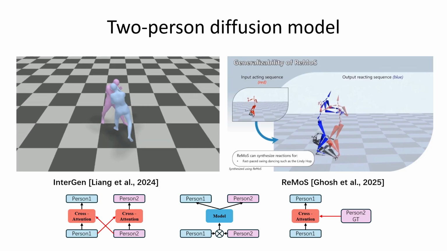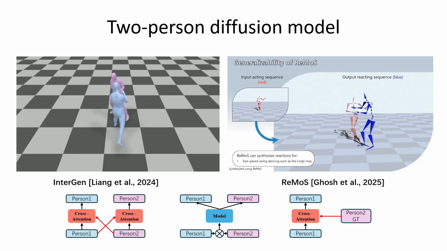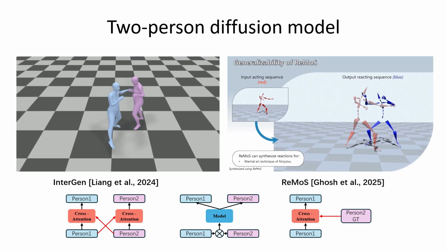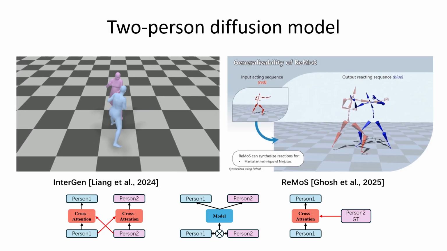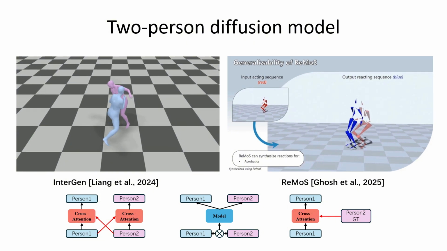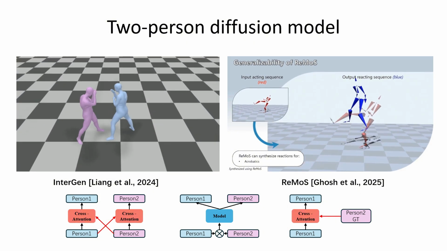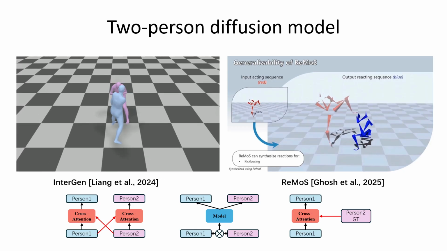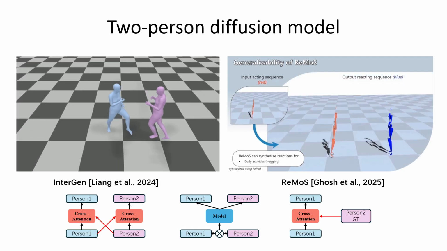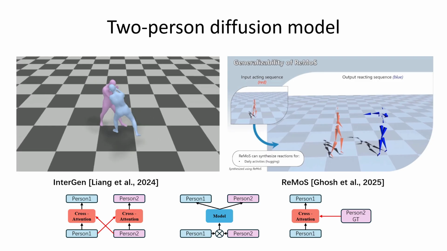In recent years, many two-person diffusion models have been proposed. However, their pipeline cannot directly extend to the multi-person scenario. Most of them are designed for a fixed number of people, and existing multi-person datasets are limited in scale and diversity, often featuring a relatively small number of subjects and covering only a narrow range of interaction types.